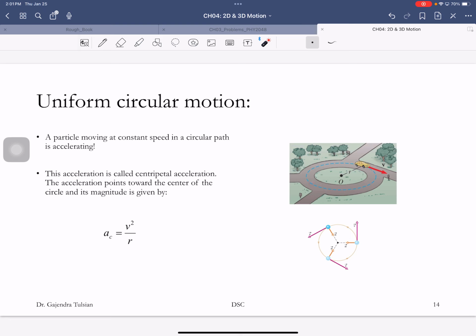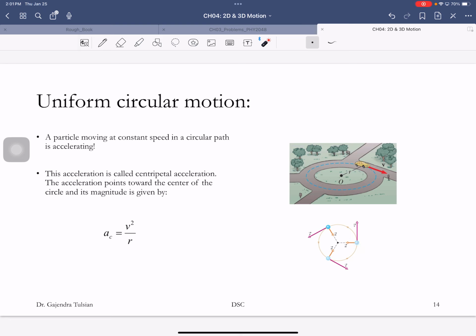Is your velocity changing? Your speed is constant. Yeah, velocity is changing. Why is it changing? Because of the direction. Right, so the direction is changing, okay?